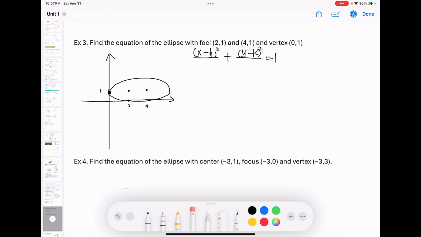And where are the a and b? So a is under the x part, a squared, and b squared is under the y. So we put y here.